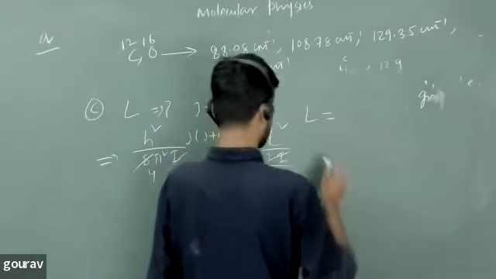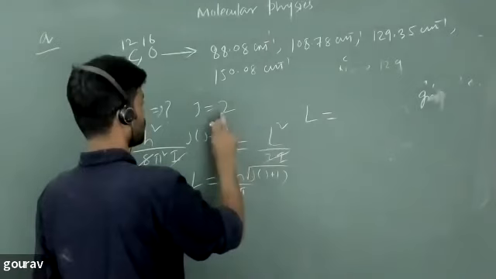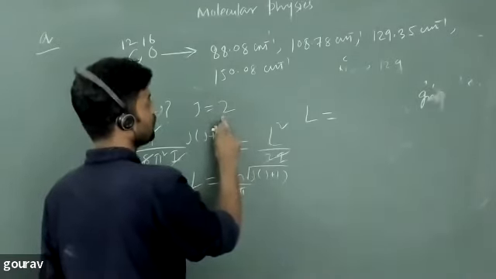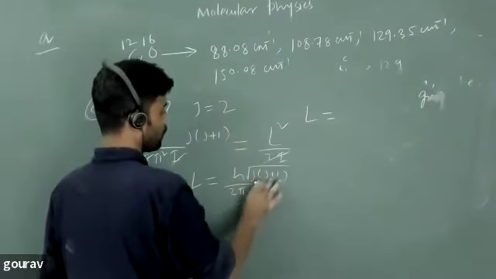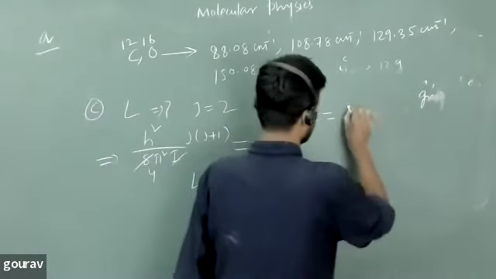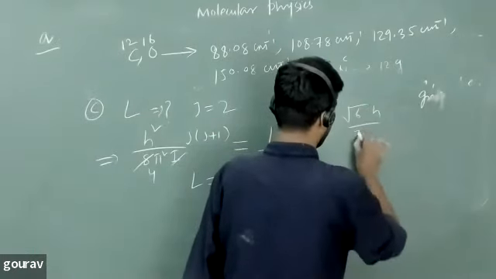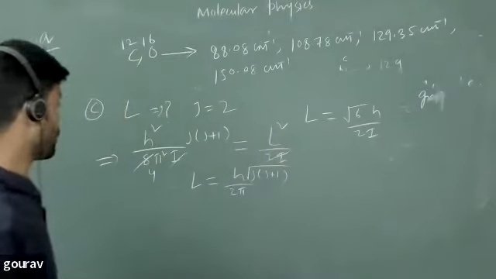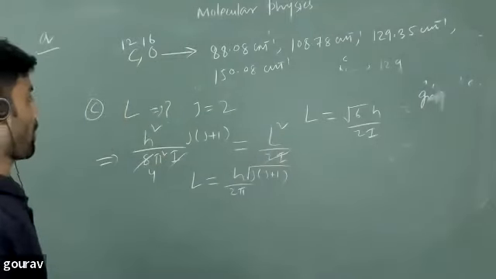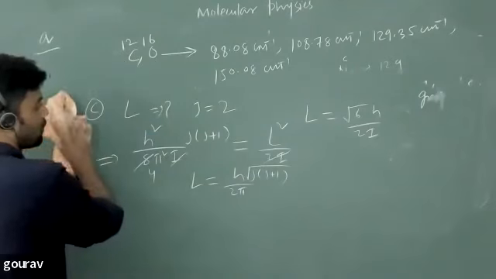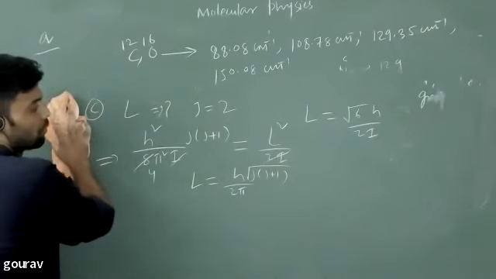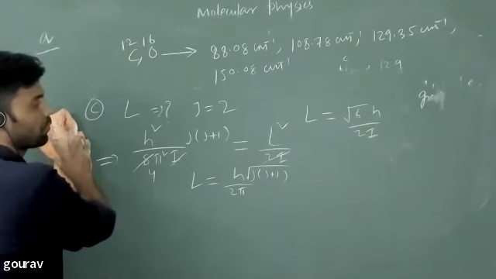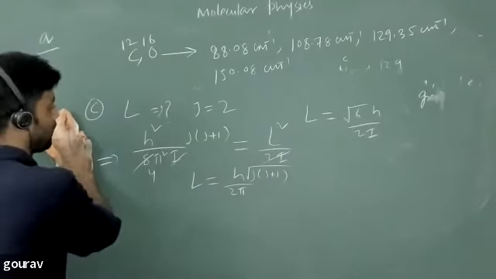So L will be how much? So in place of J, for second excited state, J will be 2, because for ground state it will be 0. First excited state J equals 1, second J equals 2. So 2 into 3, that will be 6. So root 6 H by 2 pi. So you can clearly see that angular momentum is independent of moment of inertia. So for both A and B molecules, they have different moment of inertia, but if J is fixed for both, L will be fixed.